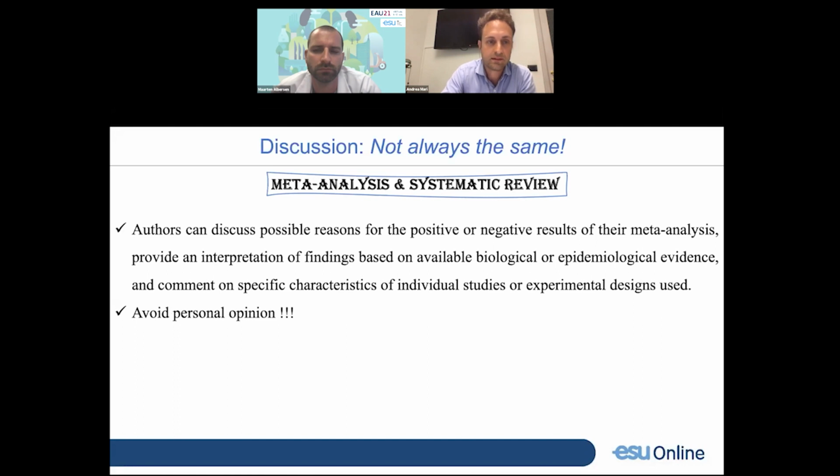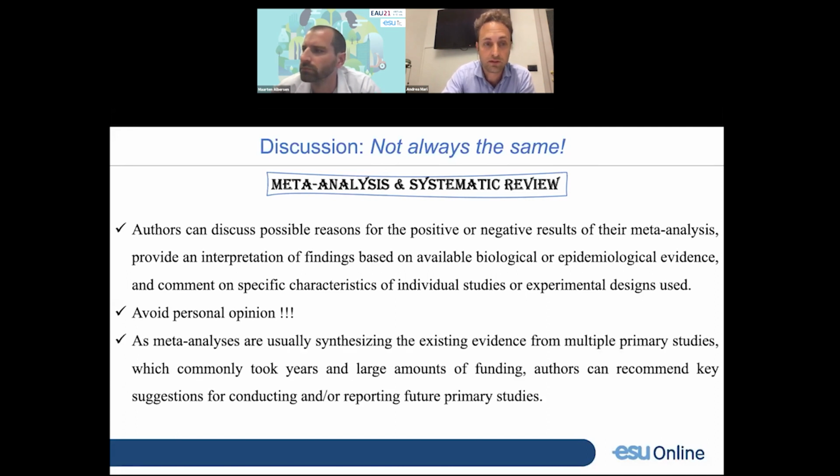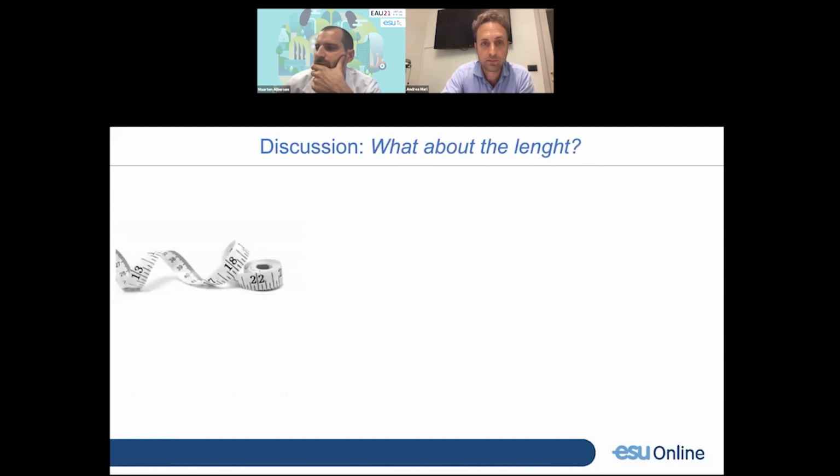Usually, meta-analyses are written by a panel of experts on a specific topic, so personal opinion should be avoided. Finally, meta-analysis usually synthesizes the existing evidence from multiple studies. The authors, relying on their findings, should recommend key suggestions for conducting and reporting future primary studies.